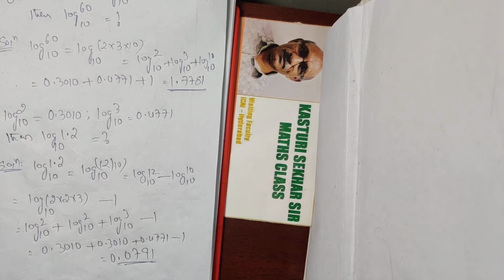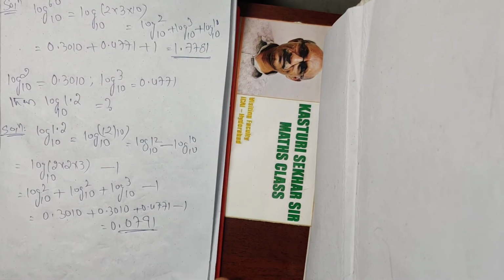Let me check the value one more time. 0.3010 plus 0.3010 plus 0.4771. From this I have to subtract 1. This is 0.0791. This is the answer to the given question.